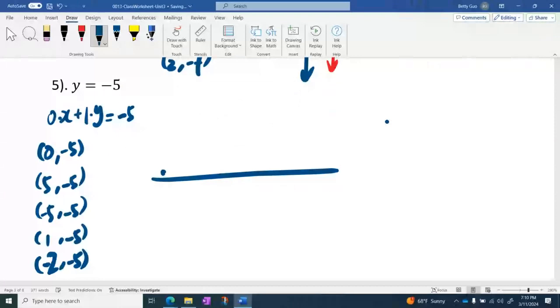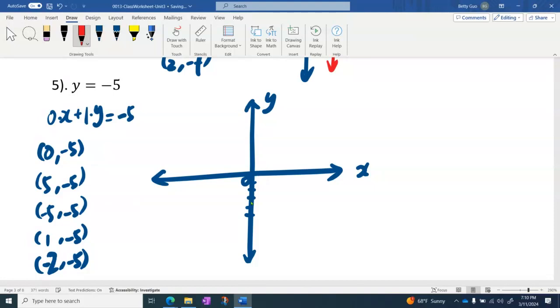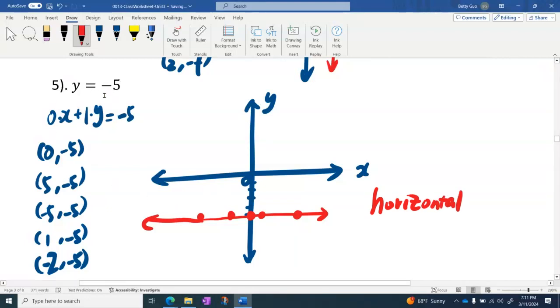Graphing. First point, (0, -5). Then (5, -5), (-5, -5), (1, -5), (-2, -5). What do you see? Do you see a straight line again? Yes. And this time the line is horizontal. Y equals -5.